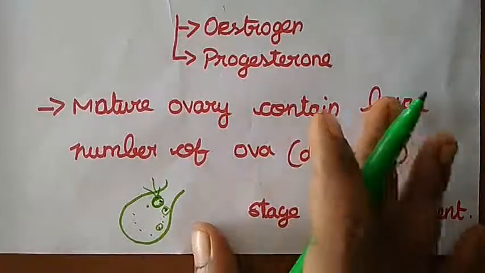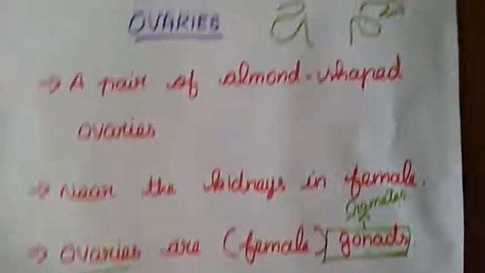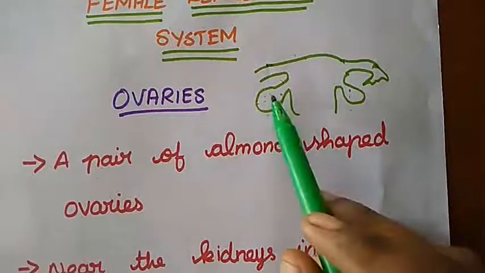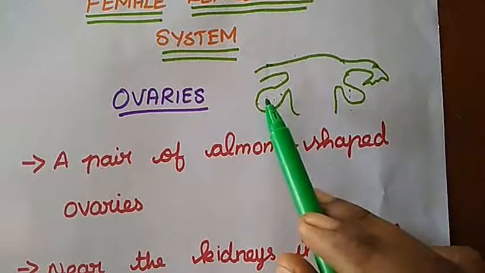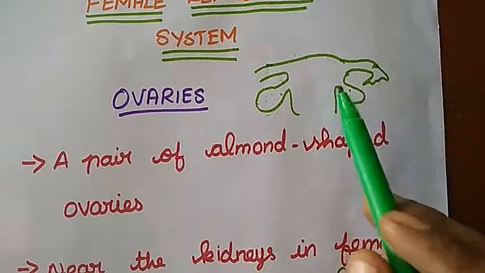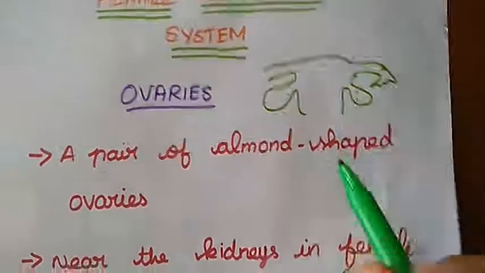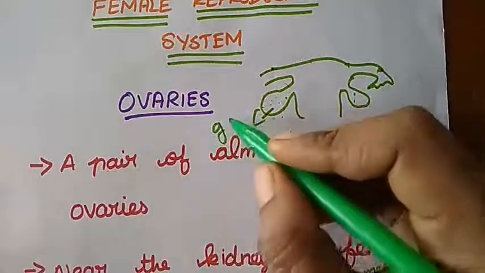Okay, so that's it for the ovary. I hope you understand what an ovary is. Just recall once again. First, the ovary is a pair of almond shaped organs, attached near the kidney in females. Next, ovaries are gonads. Gonads are the ones producing gametes.